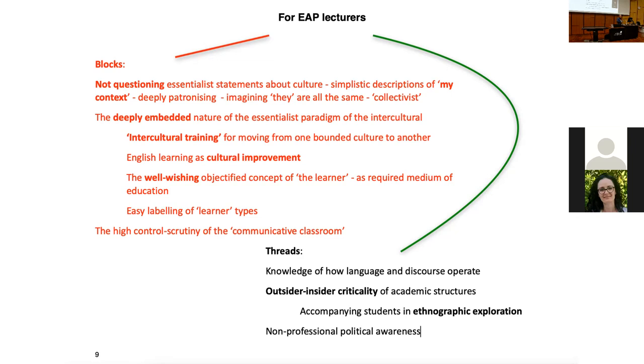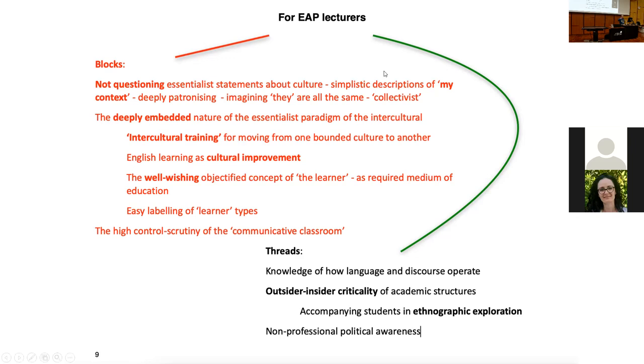So this deeply embedded nature of the essentialist paradigm, intercultural training, something that we have to somehow measure and develop. And, you know, it's very teachable. We're easily seduced into teaching things that we can measure and segment. And of course, we all love to think of the learner, which I think is rather an unpleasant neoliberal term. It's a sort of medium for education rather than being a full person, that we like to help our learners to be something that they're not. And it's nice to easily label our learners into different types. So these are the blocks.